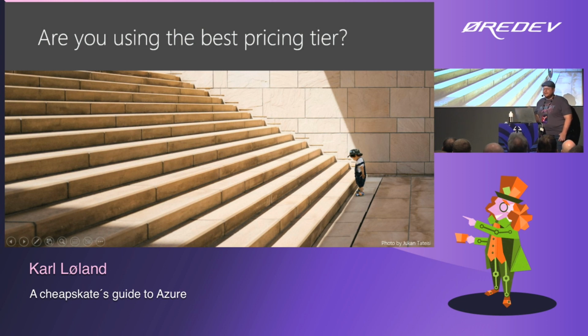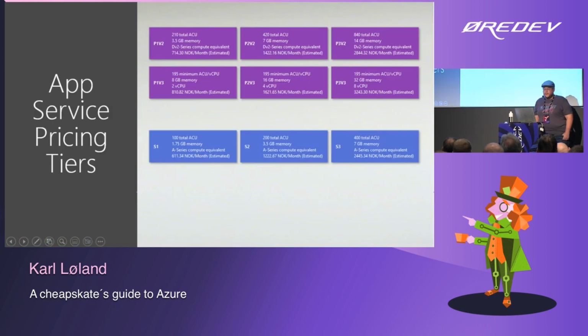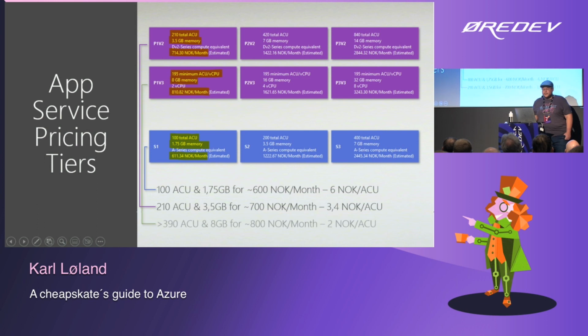So, for services that offer different pricing tiers, have you checked that you're still using the best pricing tier available for you lately? Here's one example that I captured from App Service pricing just a few weeks ago. Pricing tiers are not automatically updated when new ones come along. So even though the prices rise a bit for each new version of the pricing tier, the cost per ACU goes down, and memory goes down every time.